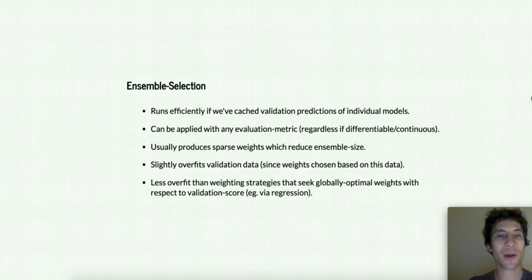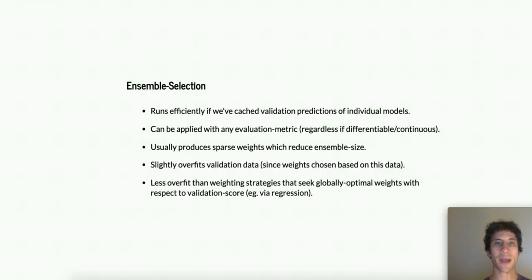It produces sparse weights which typically reduce the ensemble size. It remains more resilient to overfitting than some weighting strategies, such as using continuous optimization to find weights that are globally optimal with respect to validation score, for example, using regression to find such weights. That concludes the first half of this tutorial. We'll go through the second half of this notebook in the next video.